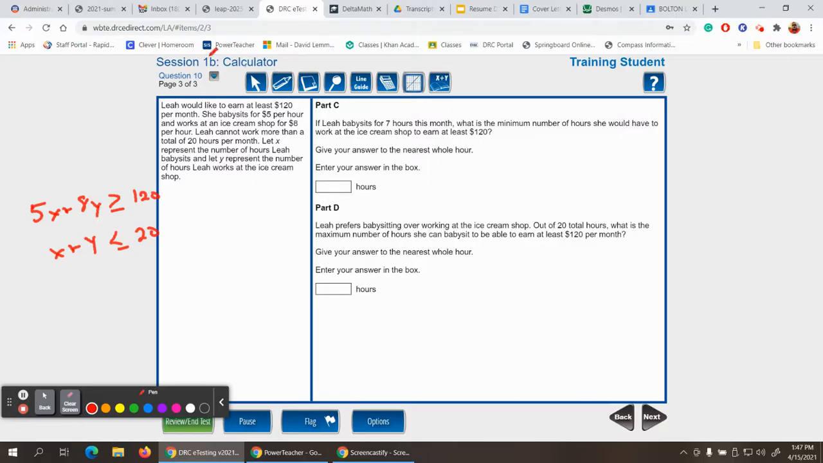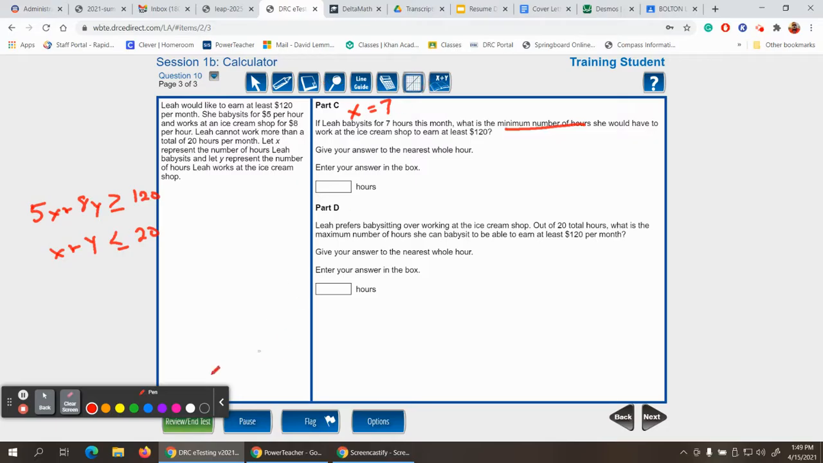Okay, so we have our two equations here. And so it says that if she babysits for 7 hours, remember babysits was X. So if she babysits for 7 hours, what is the minimum number of hours that she has to work in order to receive that?